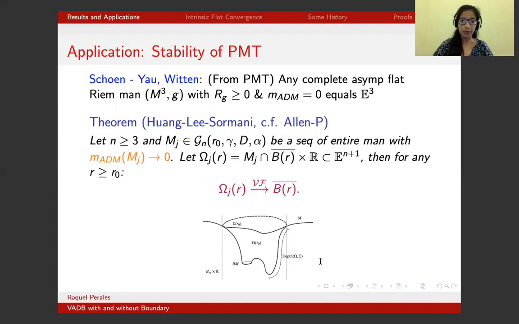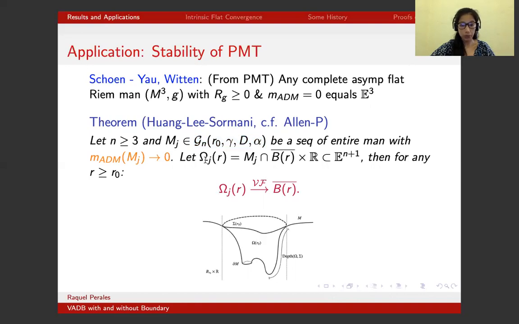So then, what Allen-Perales-Sormani and many other people ask themselves is, what happens if we instead consider a sequence Mj, and we require that the mass is converging to 0. Because of the rigidity case of the positive mass theorem, we expect that this sequence converges to Euclidean space. And what Allen-Perales and Sormani were able to prove for a class of manifolds that are asymptotically flat, complete, with non-negative scalar curvature, so this class, Gn, they were able to prove convergence of this type.